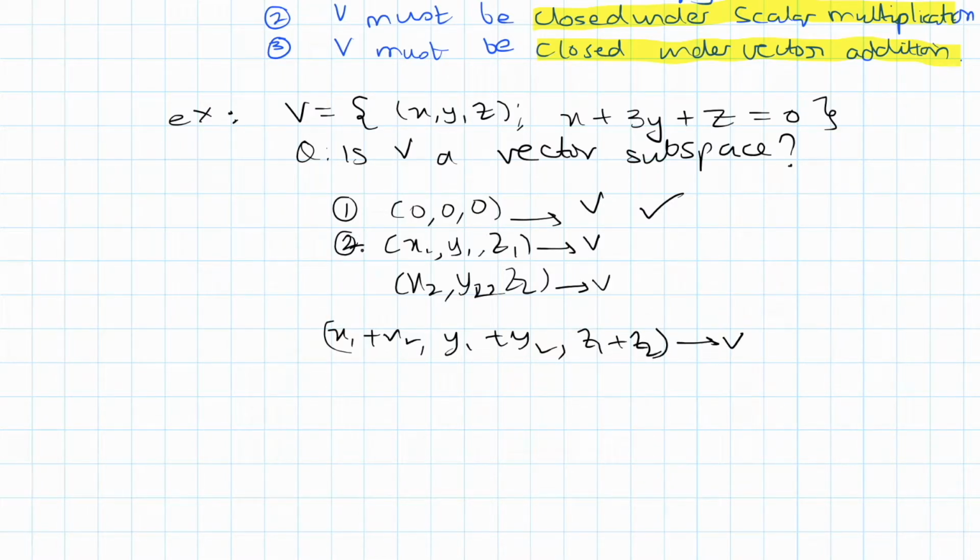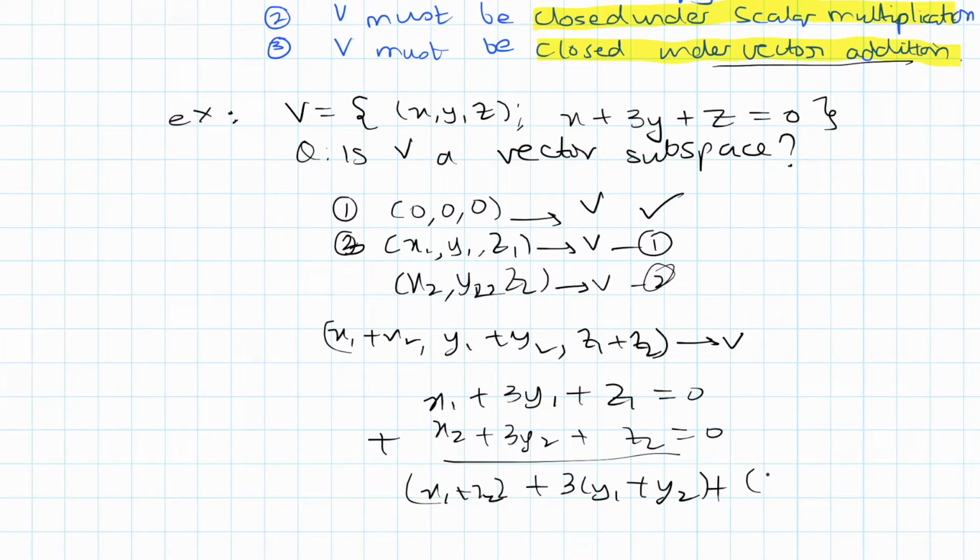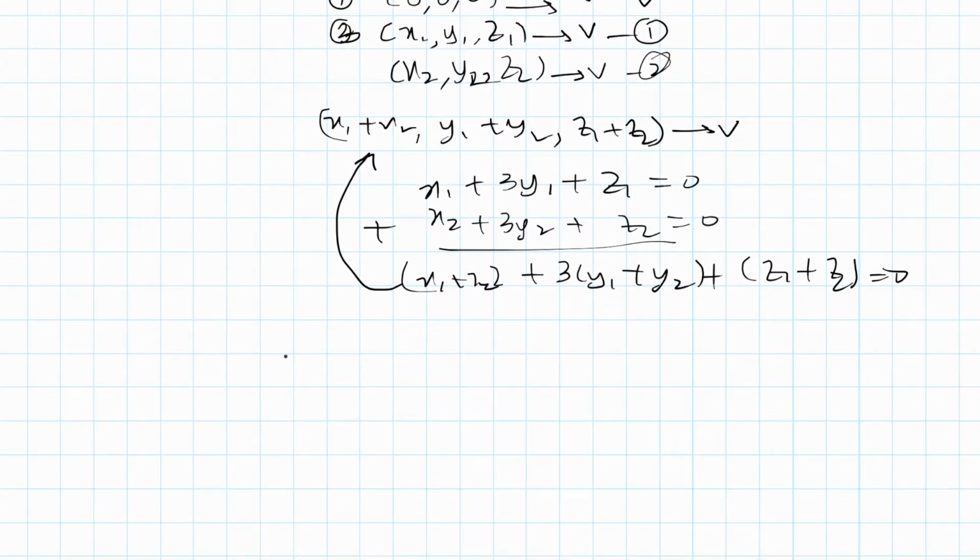This is actually the third rule. This is closed under vector addition. You can see that this is obviously true, because if x1 plus 3y1 plus z1 is 0 according to the first equation, then according to the second equation, x2 plus 3y2 plus z2 is 0. If we add both of these equations, we will get x1 plus x2 plus 3 times y1 plus y2 plus z1 plus z2 is also 0, which means that this statement is actually true. So this is also closed under vector addition.